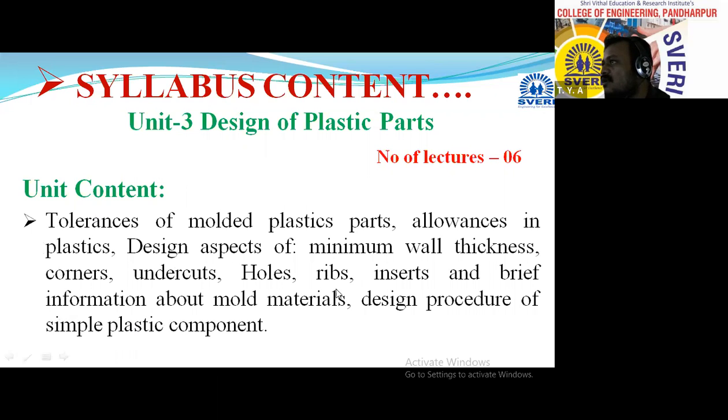Then the mold material: which mold material we are going to choose depends on your molding process. Suppose you are using injection molding, then which mold material you have to choose. If blow molding is there, depending on different molding processes, different mold material will be selected. Then how that activity is conducted will be discussed here, and the design procedure of one simple plastic component. Here we are going to take the design procedure for a bush.